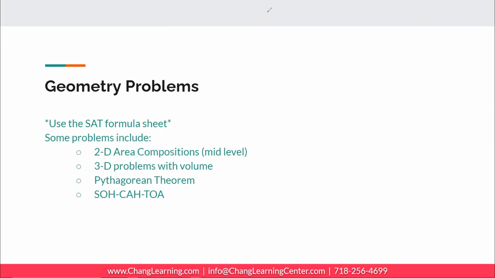Although algebra is over a third of the SAT problems, there's also almost a third of the problems in geometry. And it's very important in geometry to use the provided SAT formula sheet, which is the first page of the booklet of each section of the SAT. Some of the problems will have two-dimensional area compositions. Some will be in 3 dimensions with volume or surface area. Problems will also include the Pythagorean Theorem and SOHCAHTOA.